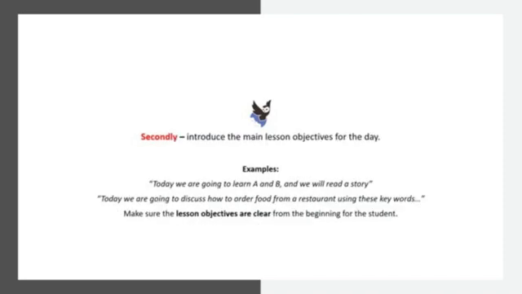Secondly, you would introduce the lesson objectives for the class. Today, we are going to learn A and B, and we will read a story. Or, for an adult, today we are going to discuss how to order food from a restaurant using these key words. So make sure the lesson objectives are clear from the beginning for the student.